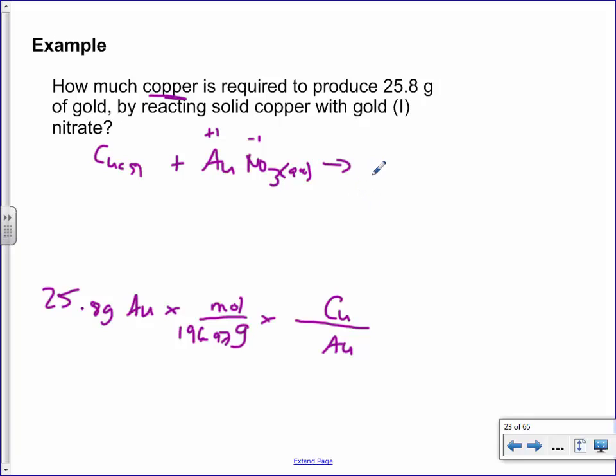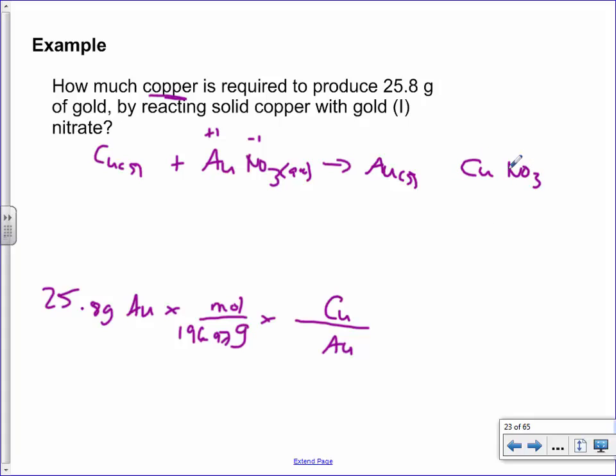Okay, well, it says that we're going to try to produce gold, so that's Au solid. What's going to be the other thing that gets created then? What kind of reaction is happening? Single replacement, yeah. So that means we're going to need copper going with nitrate.